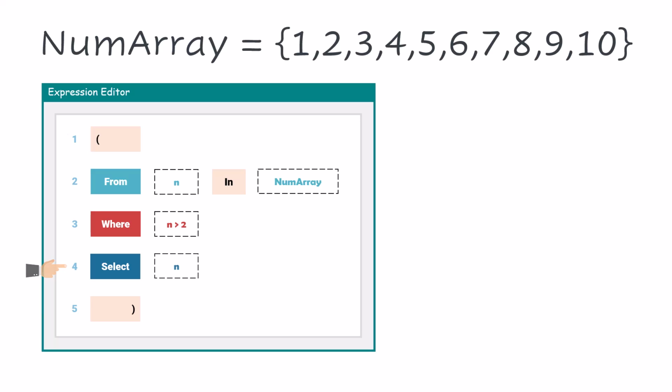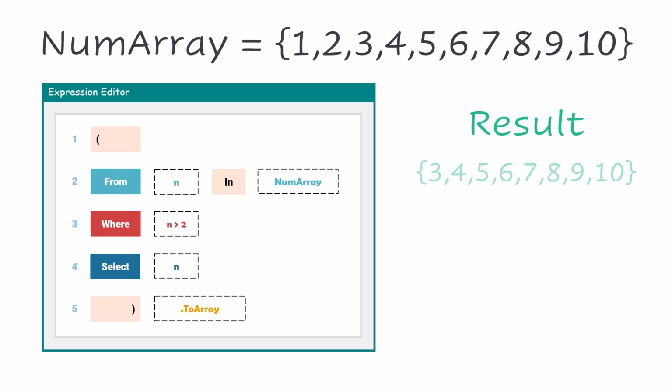Until this point the output is of type IEnumerable. Assume I want to get the output as an array. In this case I will add the function ToArray, to get the output as an array. The result of this query is as follows. As you see, we have the following 8 numbers, which are greater than 2. Assume we don't want to get all numbers, but only the first 4 numbers. We can do that using the function Take.